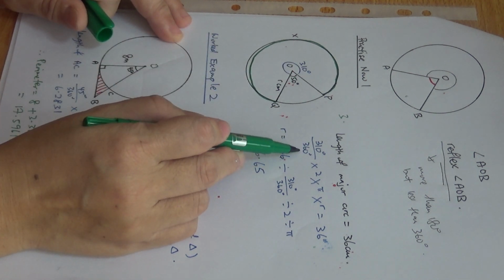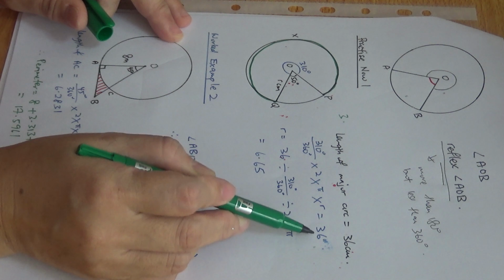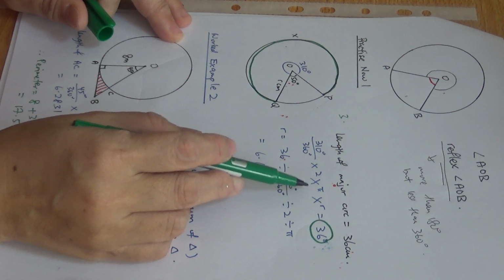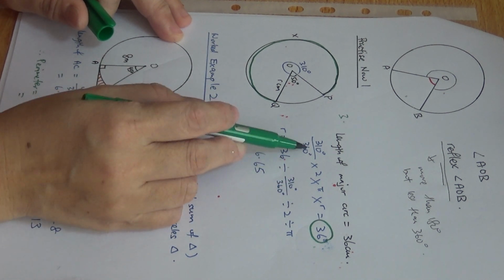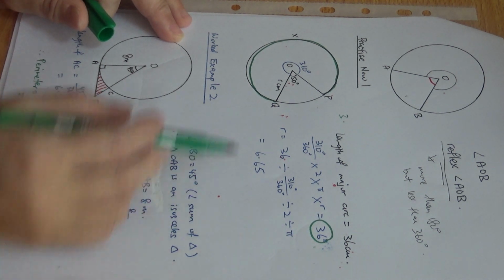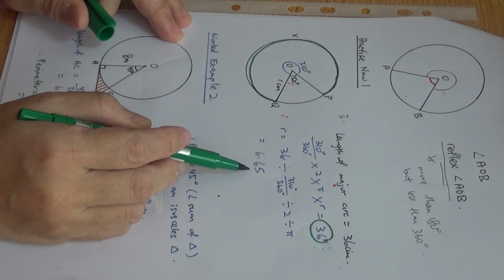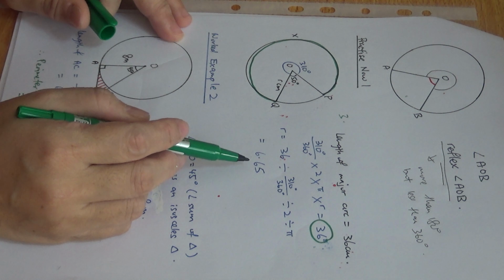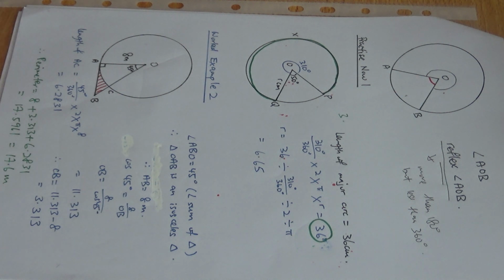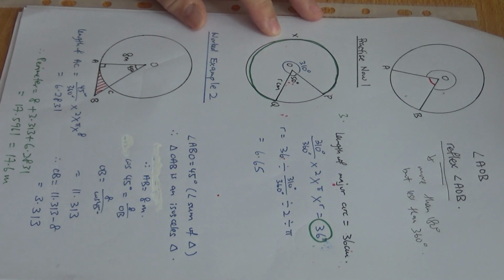So 310 over 360 times 2 times pi times r will give me 36, because they tell you that it's 36 cm. So you bring everything over except the r. So you have 36 divided by this, divided by 2, divided by pi, you will get 6.65. The question asks you to find the value of r. Can you see that we are using the formula to find the radius of the circle? And one more thing to bear in mind is, be careful when you read the question whether they are referring to the major or the minor arc, because the angles will be different.